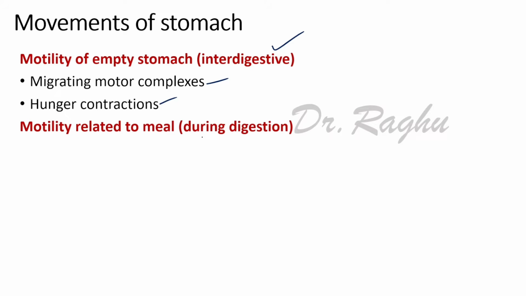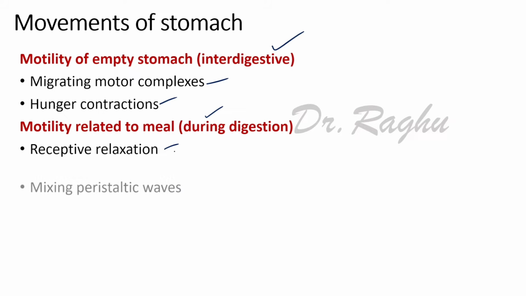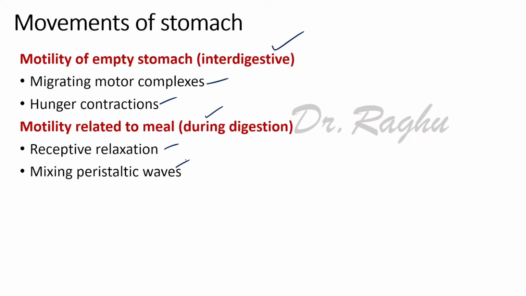Then there is motility related to the meal. That means whenever the person takes food, that is, during digestion. Herein we see the first type of movement, called the receptive relaxation. The second is the mixing peristaltic waves, and the last one is the peristalsis, which really helps in gastric emptying. So let's understand these one by one.